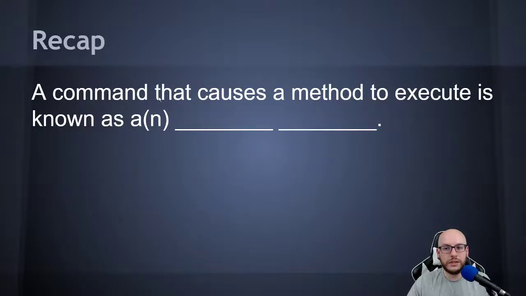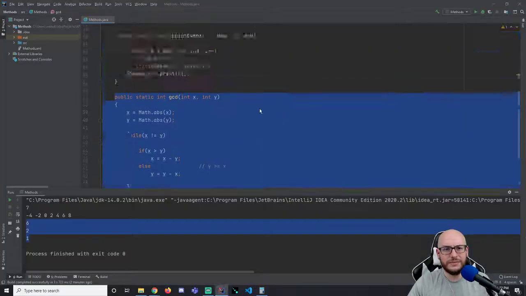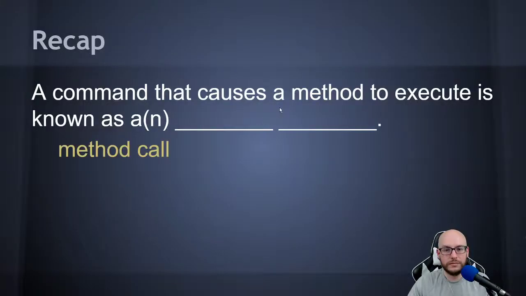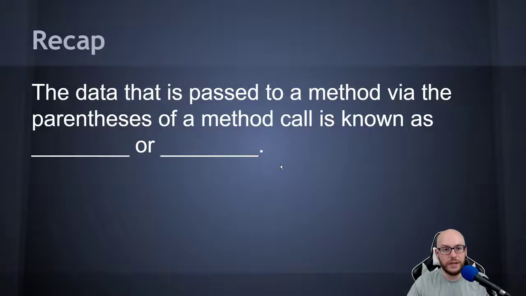A command that causes a method to execute is known as a blank blank. Right? I told you there's two parts to the method. I'm asking what is this called whenever we use the command. What are these? These are known as method calls. That's the section of the code that is telling a different section to execute.